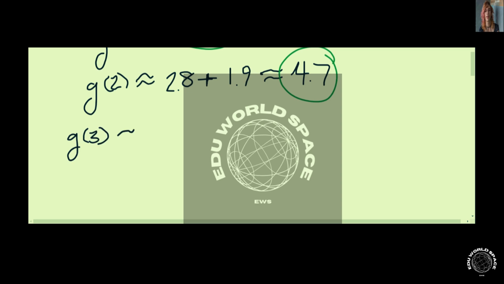Likewise, g of 3 is approximately the area from x equals 0 to 2 under the curve, 4.7, plus the area from x equals 2 to 3 under the curve, which is about 0.6. And so this is about 5.3.